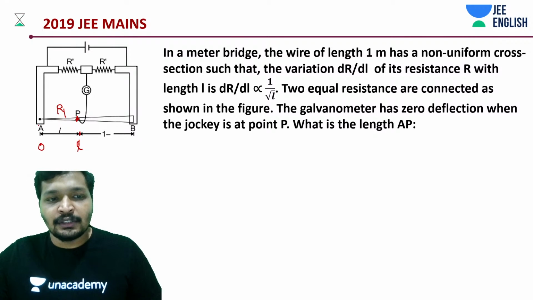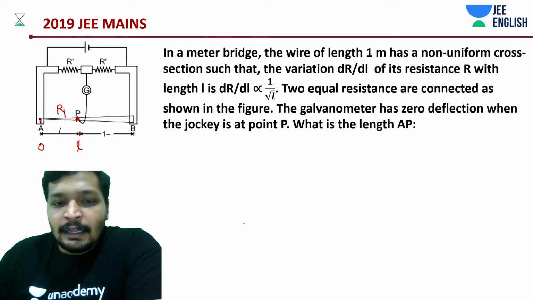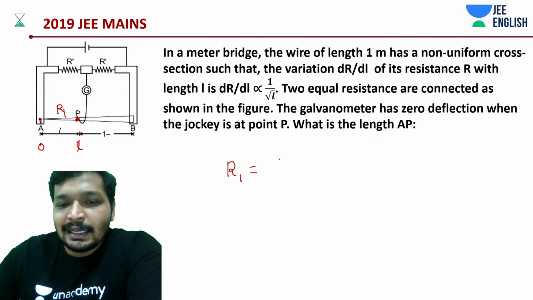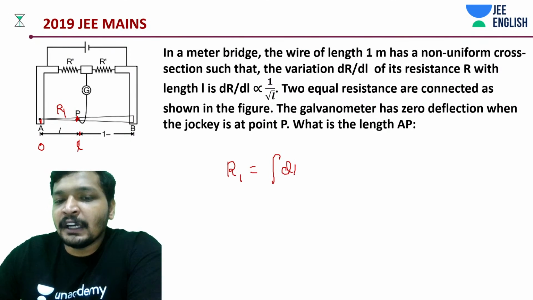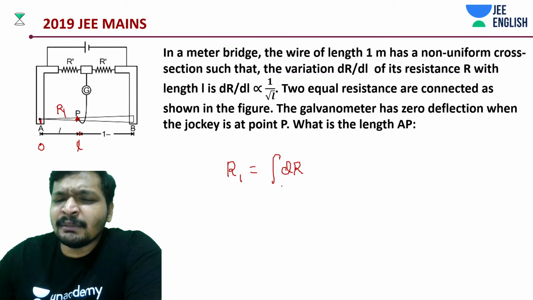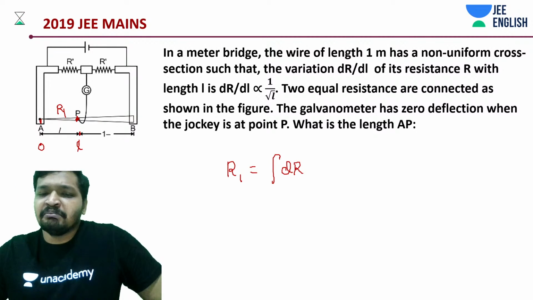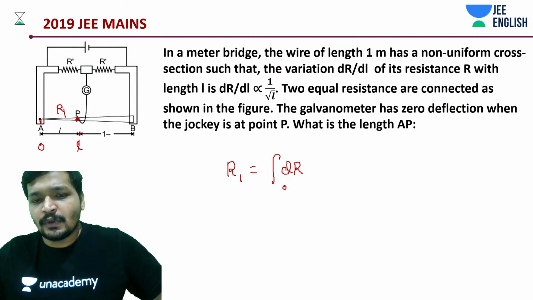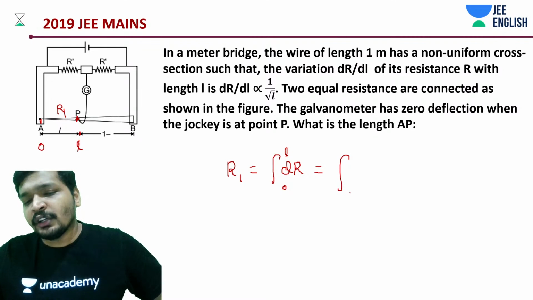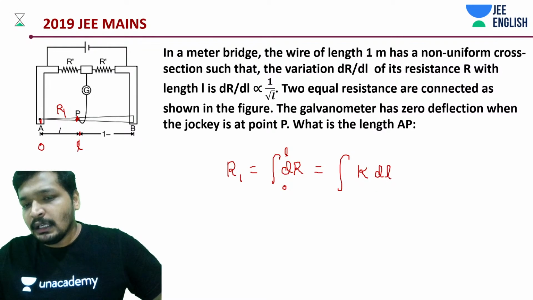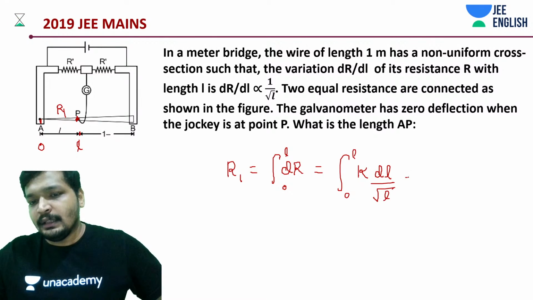Yes, R1 is how much? R1 is the integration of the dR function that we just have, over the length, from 0 to L. It's not exact integration. So we need to substitute the function of dR in terms of dL. What is it going to be? Something like constant into dL divided by root L. This has to go from 0 to L.